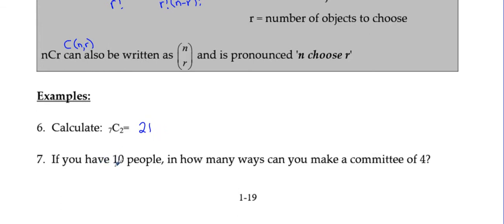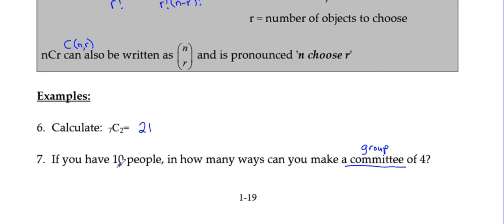What's going to make these questions difficult when we start mixing them together is knowing whether or not you use nCr or whether you use nPr. You have to read from the question whether you are making an arrangement or making a group. So if you have 10 people, in how many ways can you make a committee of 4? Well, a committee is a group. There's no order to these people in the committee.